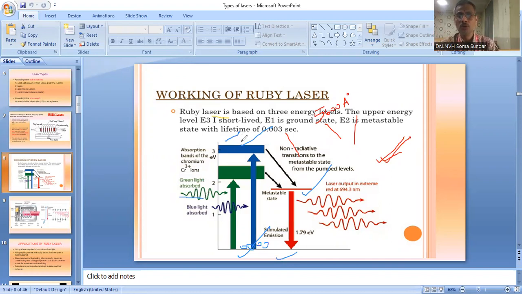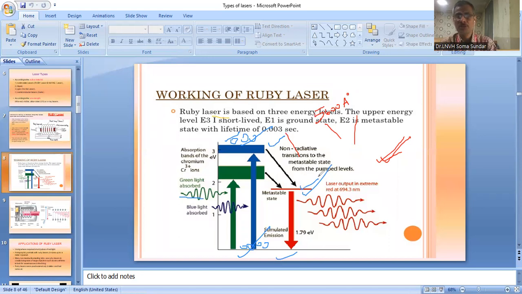We have two more excited states here. After that, the atoms stay in the excited state for a lifetime of 10 power minus 8 seconds. So the lifetime of atoms in the excited state is 10 power minus 8 seconds. After the completion of the lifetime, the atoms will come down or make a transition to metastable states. Some of the atoms will make a transition to the metastable state, and some of the atoms will come down by making a transition to the ground state. Now the transition between the excited state and the metastable state is purely a non-radiative transition.